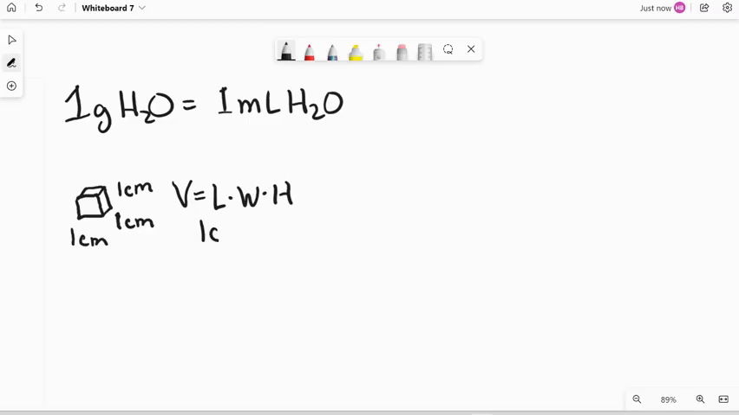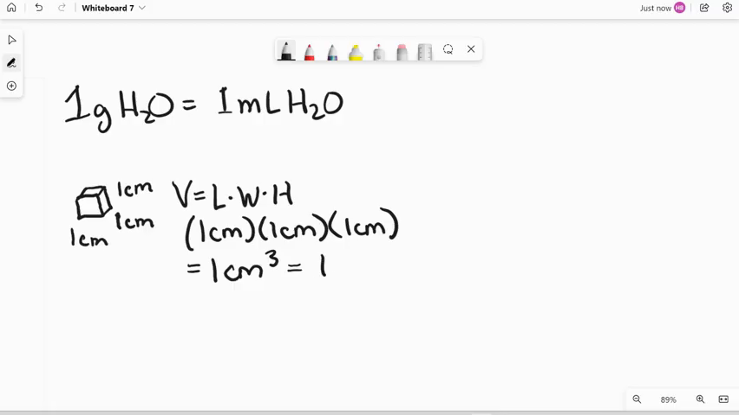So my volume is going to be 1 centimeter times 1 centimeter times 1 centimeter. I took a ruler out and I measured and I made a box that was 1 centimeter on each side. And the volume of the box is 1 centimeter cubed. Well, we rebranded 1 centimeter cubed as 1 milliliter. So now in the metric system, we have a super easy way to convert between mass, volume, and distance or length. Let's make another box.